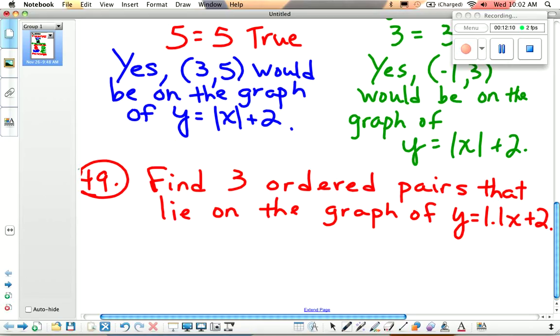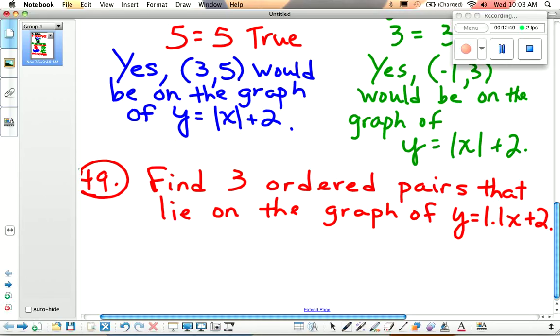And that's all the information they're going to give us, huh? What are we going to do? Find 3 ordered pairs that lie on the graph of y equals 1 1/10 x plus 2. Yeah, pick some numbers for x. You get to pick them. You get to choose. Make a table. You get to pick your own x values.